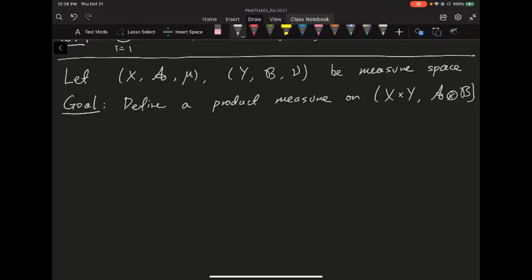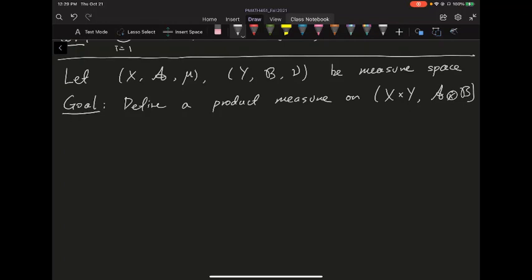As I said from last video, in this course we're mostly concerned about the product measure of two measure spaces. So suppose I have two measure spaces, (X, A, mu) and (Y, B, nu). The goal of this video is to define a product measure on their product sigma algebra, which I write as A tensor B here.